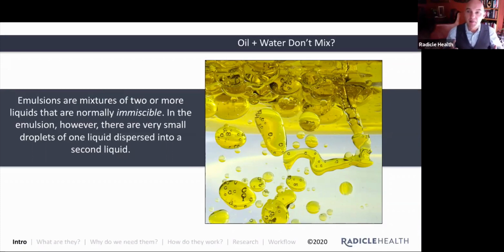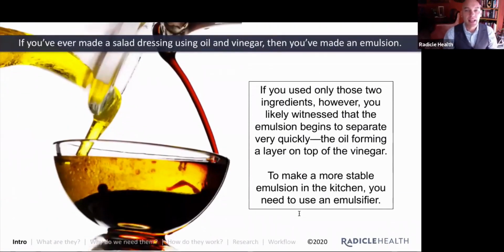These are all examples of mixtures that are called emulsions, and emulsions are simply mixtures of two or more liquids that are normally immiscible. This means that the liquids typically can't form into a homogeneous mixture. In an emulsion, there are very small droplets of one liquid dispersed into a second liquid. If you've ever made a salad dressing using oil and vinegar, you've made an emulsion. And if you've only used those two ingredients, you likely witnessed that the emulsion begins to separate very quickly. The oil will form a layer on top of the vinegar.